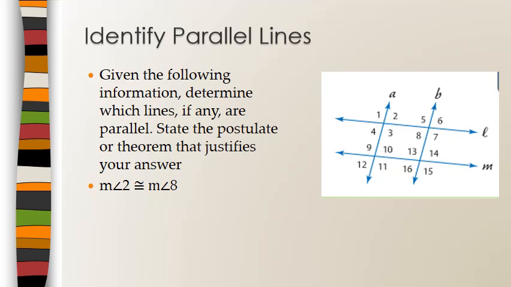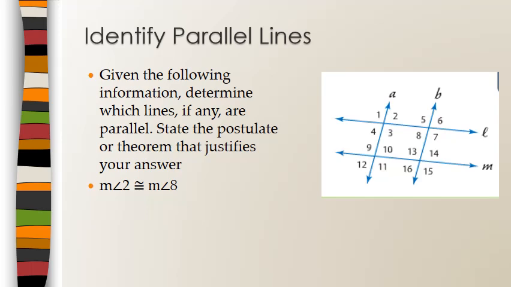Well, we're working on identifying parallel lines, and we've got several postulates and theorems that we can use to help us identify parallel lines. We've got the converse of the corresponding angles postulate. That says that if two lines are cut by a transversal so that the corresponding angles are congruent, then the lines are parallel.